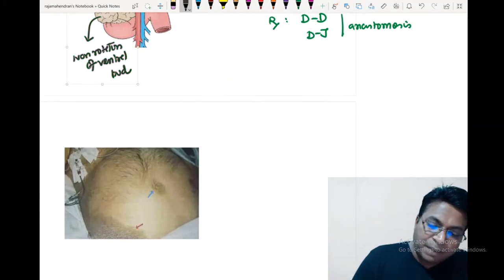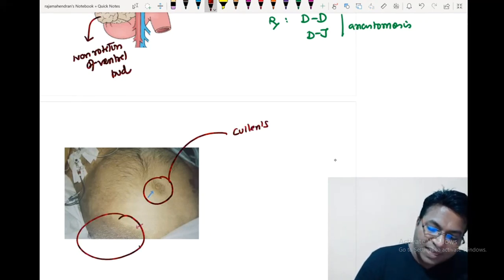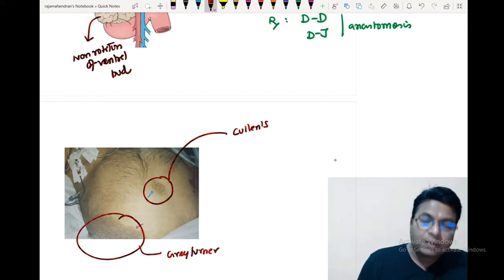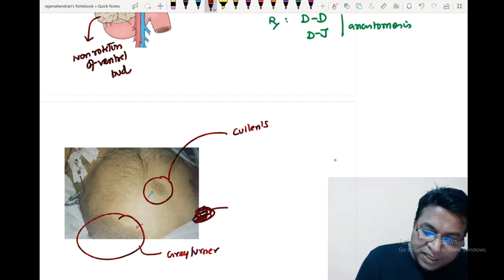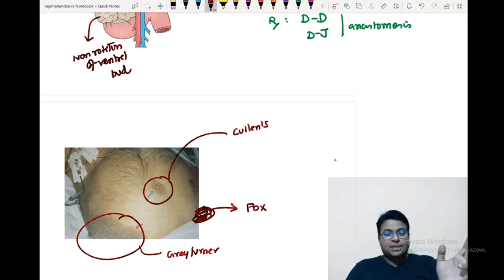So the next patient is a patient with pancreatitis having 2 signs. Pigmentation around the umbilicus is known as Cullen sign. Pigmentation around the flanks is known as Gray Turner sign. And if there is pigmentation in the inguinal region, it is known as Fox sign. So umbilicus, Cullen's; flank, Gray Turner's; Fox.